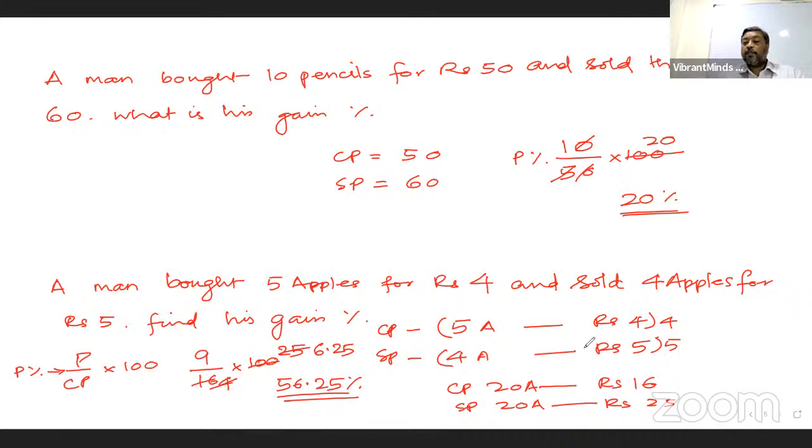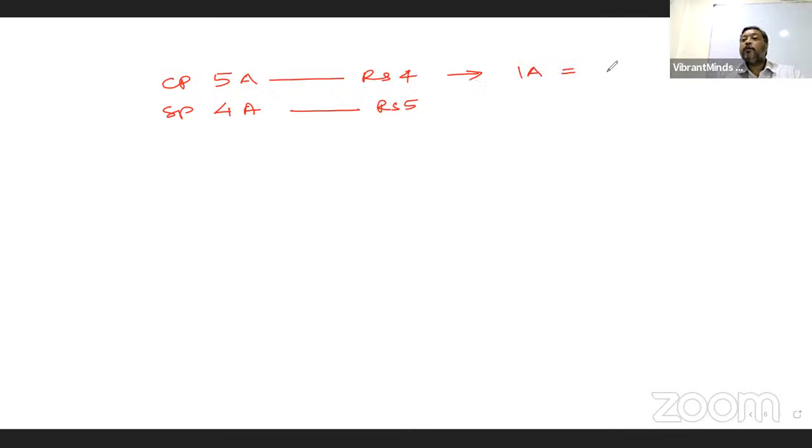One more shortcut for this. Understand. What is the question? 5 apples bought for rupees 4 and 4 apples sold for rupees 5. This is your cost price. This is your selling price. Now see, it can also be termed as he bought 1 apple for 4 by 5 rupees. That means 80 paisa or 0.80 rupees.